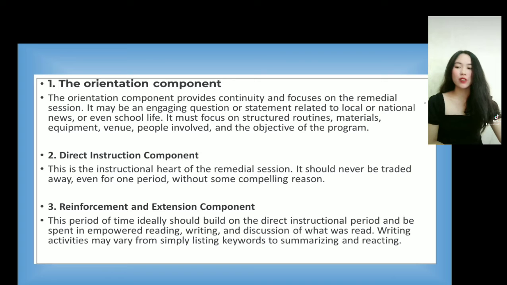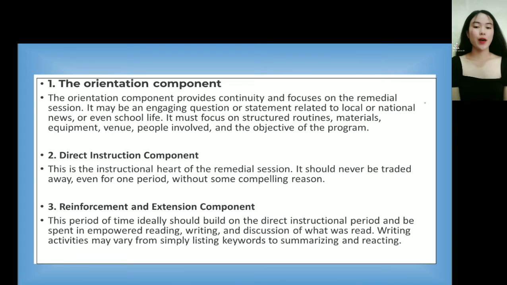So this is the instructional heart of the remedial session. It should never be traded away, even for one period, without some compelling reason. It is very important to meet the goal of providing a curriculum that supports student success. The college should develop programs of study that benchmark best practices in developmental education. It is a model for teaching that emphasizes well-developed and carefully planned lessons designed around small learning increments and a clearly defined and prescribed teaching task.